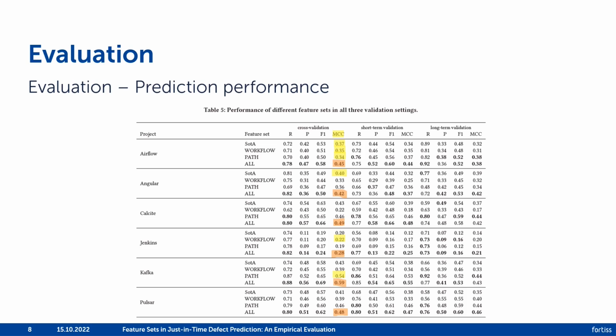Interestingly, the performance improvement with respect to each performance measure is higher in the time-dependent validation, so short or long-term validation, than it is when cross-validating the results. This may indicate that the predictive power of the different feature sets shifts over the life of a project, and that no feature set therefore performs best over the entire project lifecycle. And when we look at the effort-aware metrics, a very similar picture emerges.